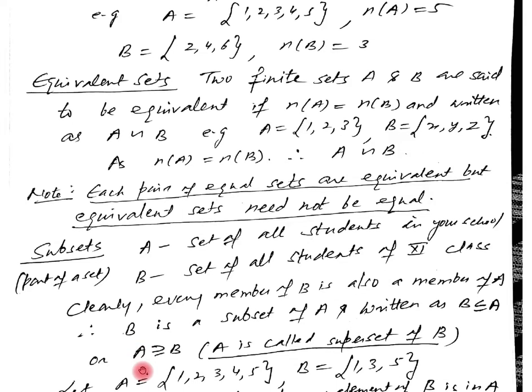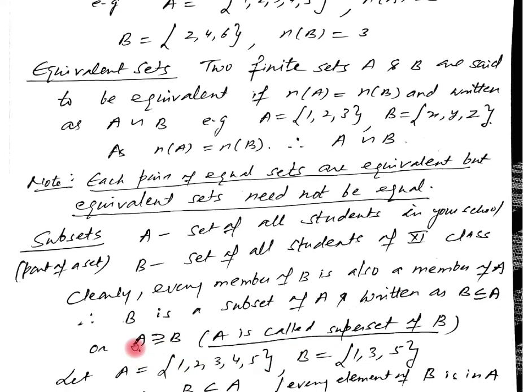Or we can also write it with this sign, and then we pronounce it as A is called a superset of B. Generally we write B is a subset of A. But whenever we write in terms of A, this sign will be inverted like this. Then in this case A is called the superset of B.